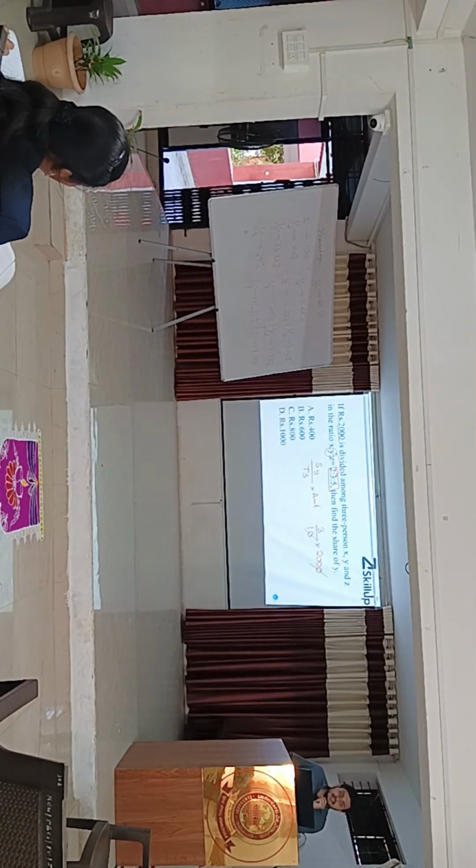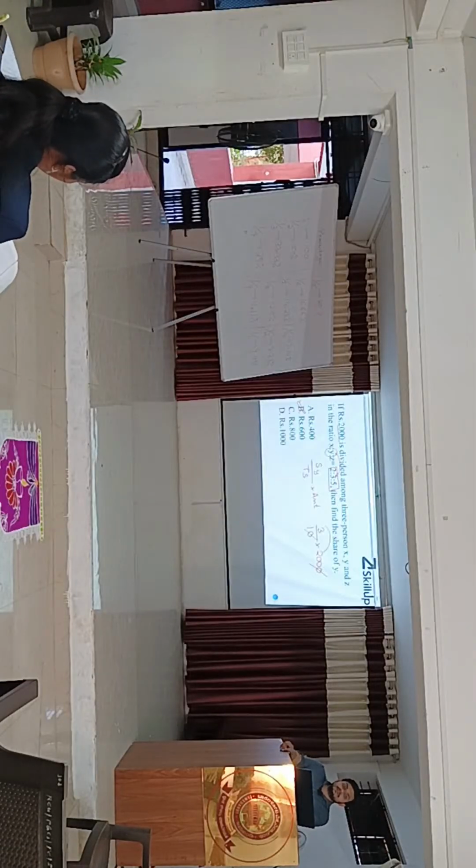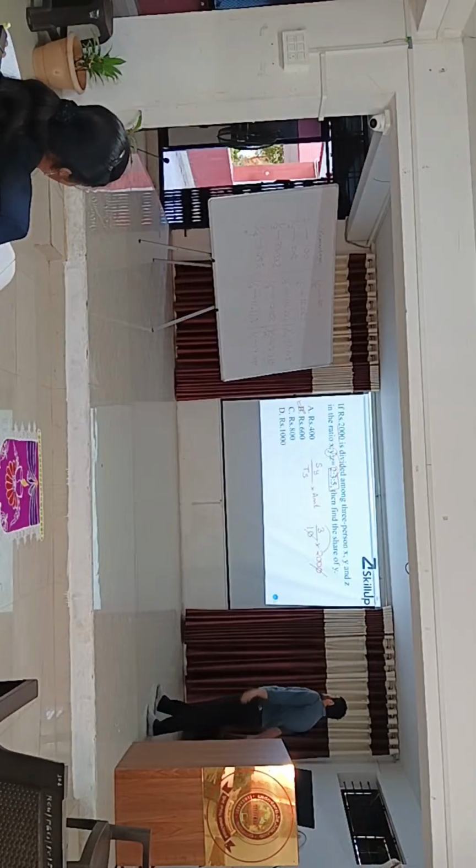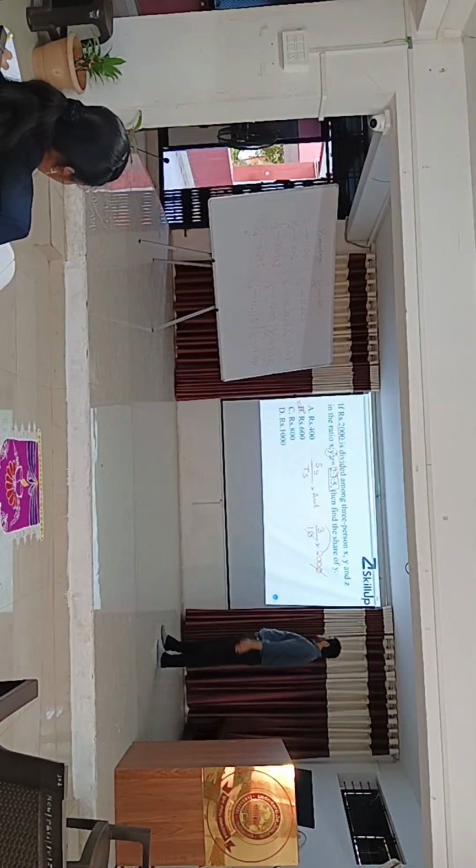0 and 0 cancel. It becomes 600. 600. Are you understanding this point? Yes. Share of Y divided by total share, into the amount.